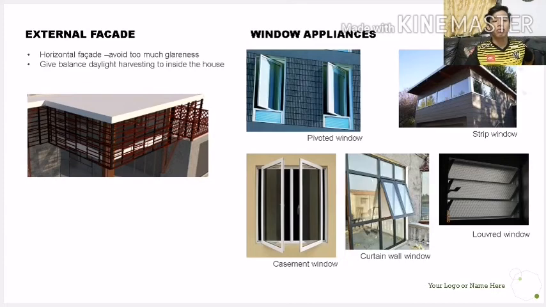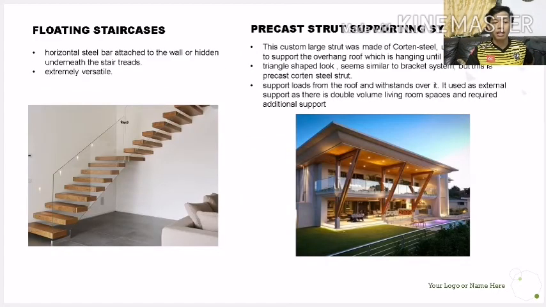I applied floating staircases, which use a horizontal steel bar attached to the wall and hidden underneath the staircase, and it is extremely versatile. I also applied a precast strut supporting system, made of cotton steel up to 6 meters, vertical and hanging, and this supports the overhang roof. And that is my presentation, and thank you.